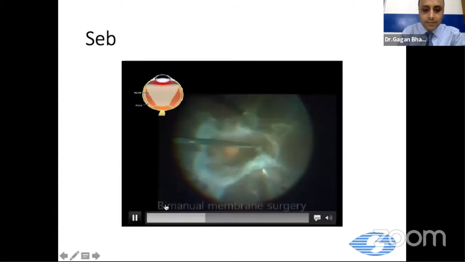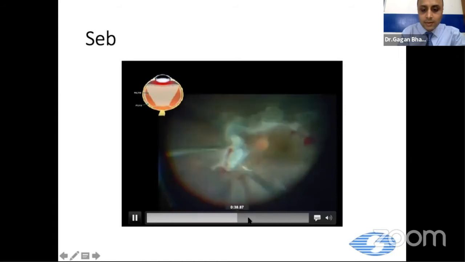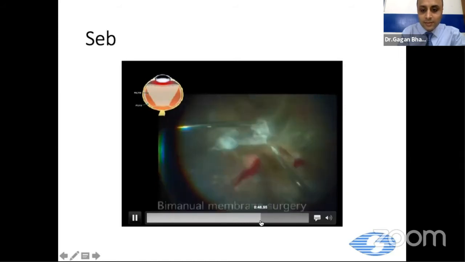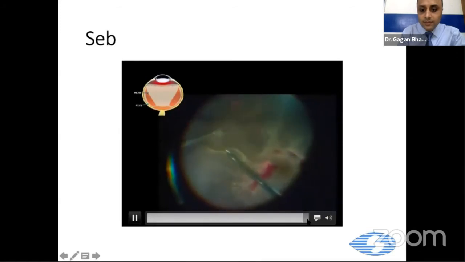And after you're in the right plane, it's just a matter of time, and without any iatrogenic breaks or extensive bleeding, you can probably finish your case.